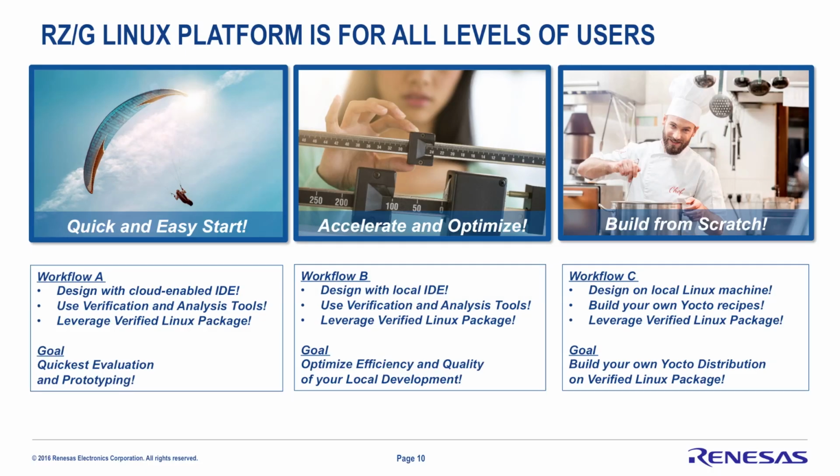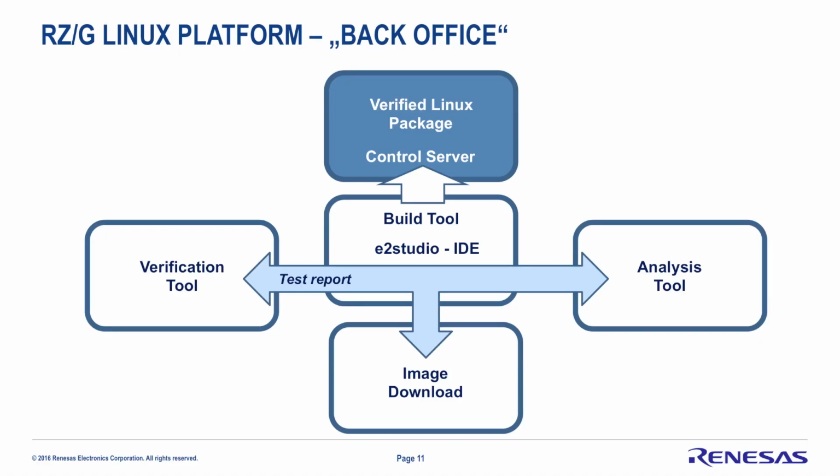Workflow B is a localized version of Workflow A, and Workflow C is a regular Yocto build on a local Linux machine based on the VLP and with your own Yocto recipes. Working in the cloud, you can always check your code with the continuously maintained verification tool. The verification tool provides a test report which is fed into the analysis tool. The analysis tool houses a living recommendation database with validated correction measures. When you are ready, you can download the image to the target.